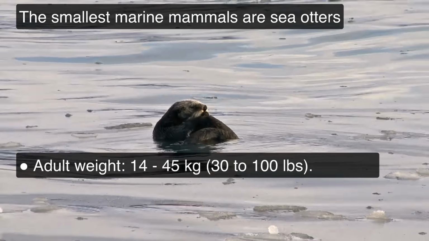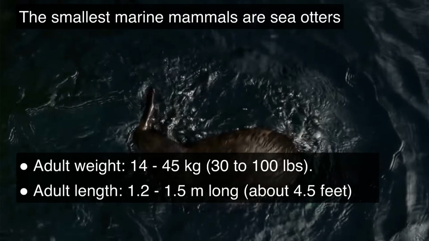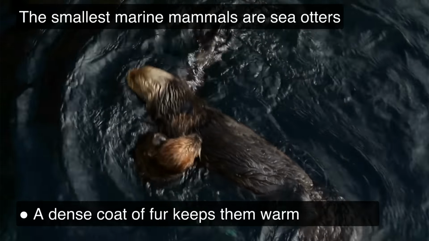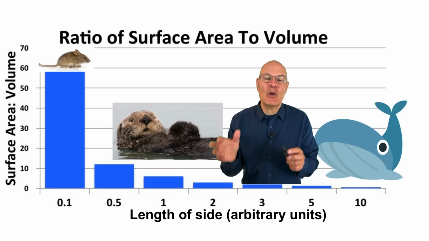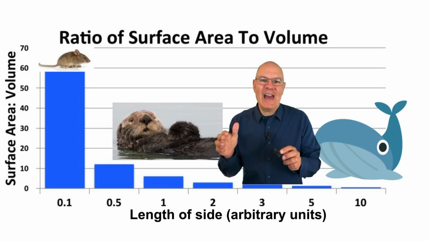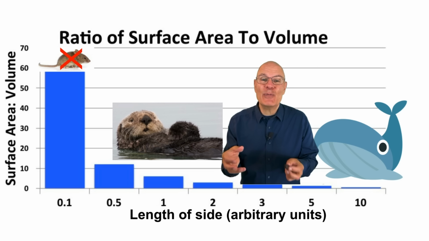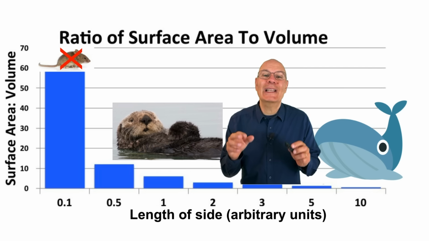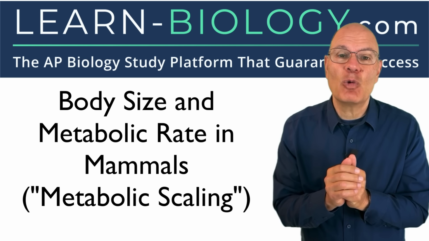As I just mentioned, the smallest marine mammals are the sea otters, and they are not particularly small. Adults weigh between 14 to 45 kilograms, 30 to 100 pounds. They can be 1.2 to 1.5 meters long. That's about 4.5 feet. They survive because they have this dense coat of fur that keeps them warm. The main message is that because of surface area to volume ratios, mammals that have adapted to ocean living have been limited in terms of size to being fairly large. There are no mouse-sized marine mammals because of surface area to volume ratios, and because being small would lead to so much cold stress.